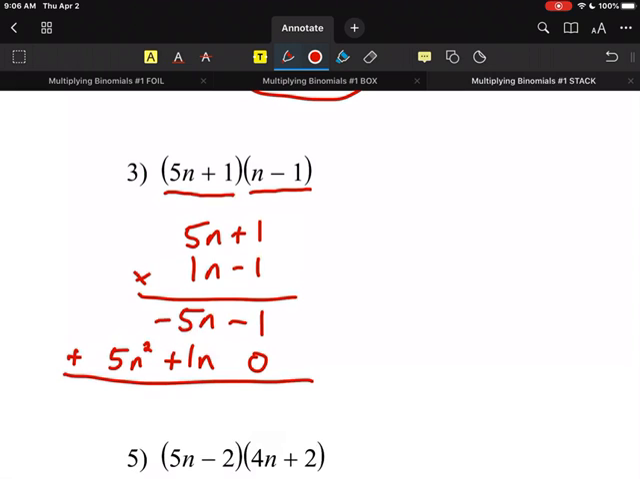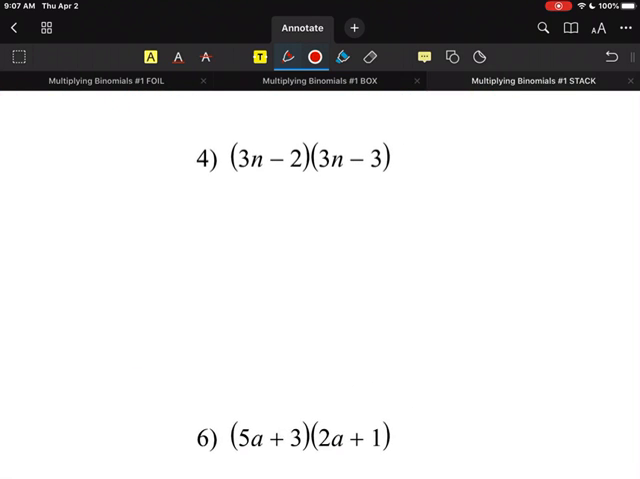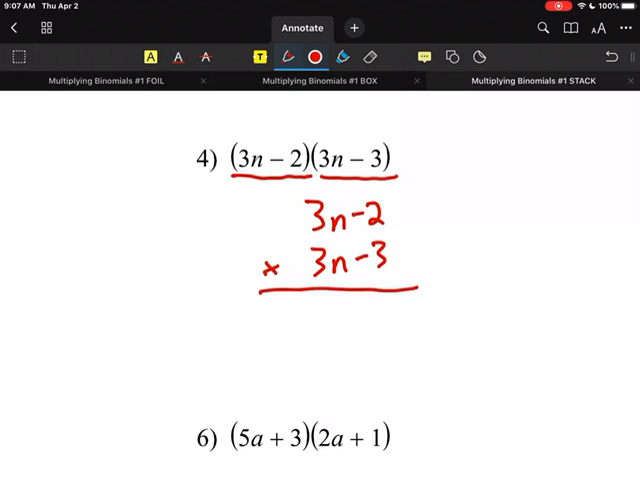So negative 1 plus 0 is negative 1. Negative 5n plus 1n is negative 4n. And then 5n squared plus 0 is 5n squared. So there is your answer. We'll do one more together. So take this first polynomial and the second polynomial and stack them. 3n minus 2, 3n minus 3. So I'm going to multiply.